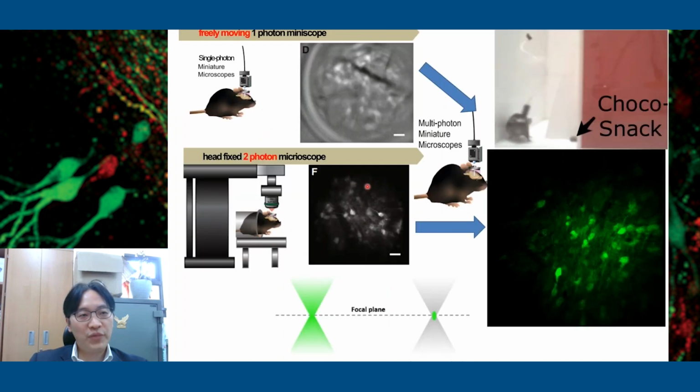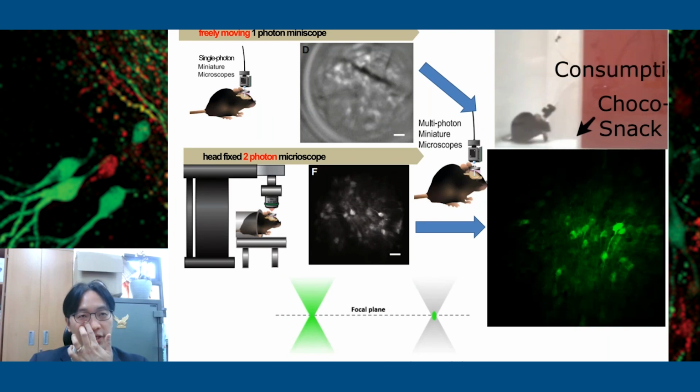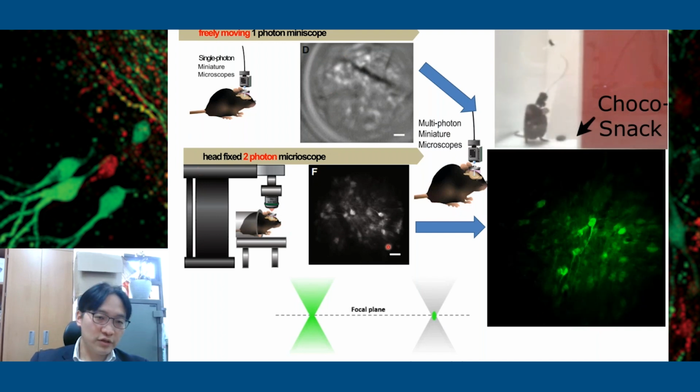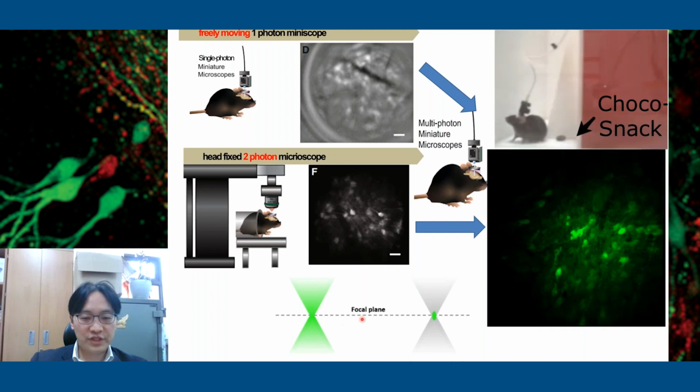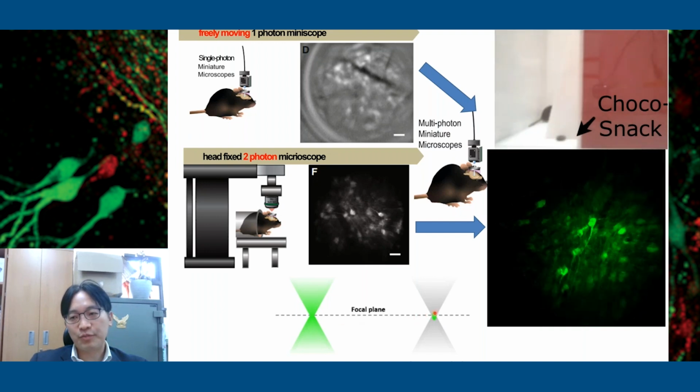So when you combine these two techniques together, the new technique that's emerging is the freely moving 2-photon miniscope. The 1-photon freely moving is widely used. I'm going to show most of the data using freely moving 1-photon, but the imaging quality is not so good. Head fixed, the 2-photon microscope has better resolution because of using this focal plane with multiphoton. So it has better imaging.